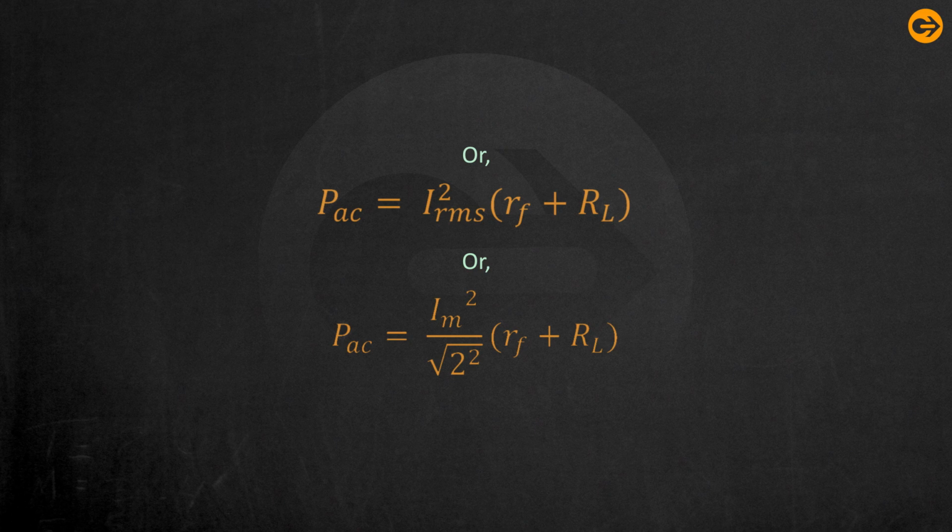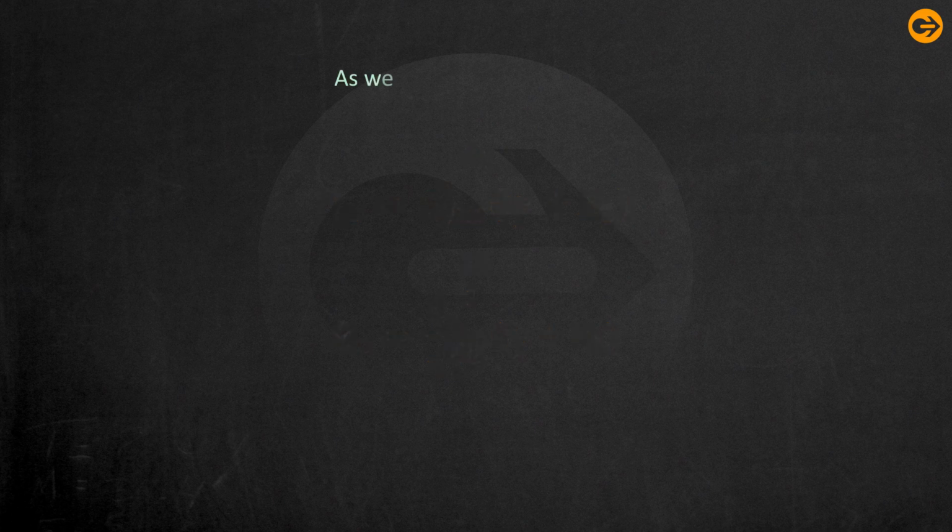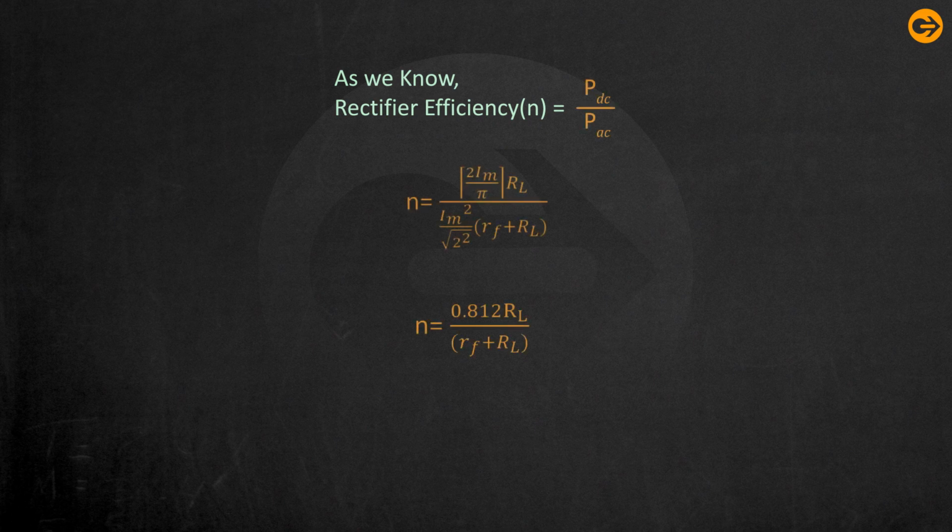As we know, rectifier efficiency eta can be given as PDC by PAC, or eta is equal to 0.812 by (1 plus RF by RL). Now let us consider that RF is neglected as compared to RL for maximum efficiency, or eta max is equal to 0.812 or 81.2%.